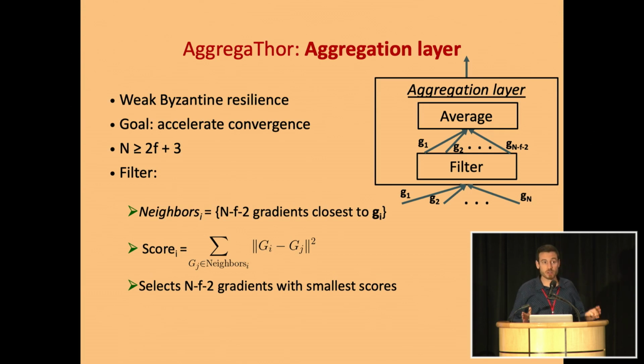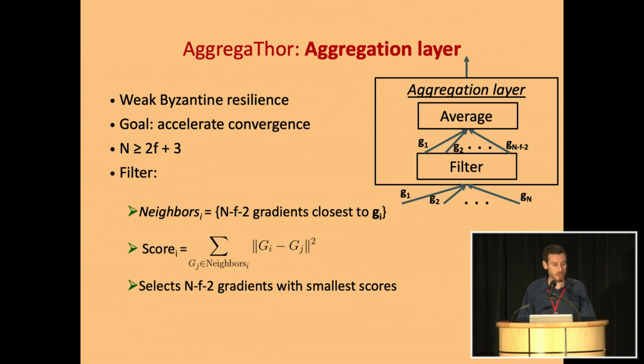So how does the filtering component work in a nutshell? For each gradient, it creates a neighborhood. It gathers the n minus f minus 2 gradients which are closest, L2 distance-wise, to the gradient, and then it assigns a score. This score is the L2 distance to these neighbors. In the final step, it selects the n minus f minus 2 gradients with the smallest scores. So it somehow wants to keep gradients that look close to their neighborhood. It wants to capture the majority of responses and filter out some outliers, if you want to see it like that.